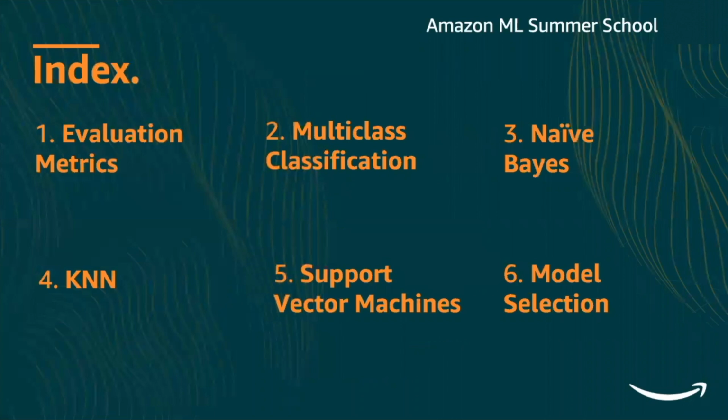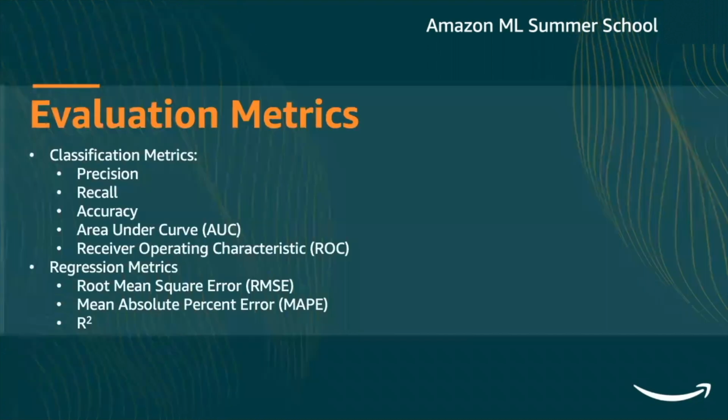The order of the presentation will be as follows. We'll discuss some of the evaluation metrics which are typically used for classification and regression tasks. We'll talk about how multi-class classification is performed. We'll talk about some of the classifiers which are typically used, such as naive Bayes classifier, k-nearest neighbor classifier, support vector machine classifier. And then we'll finally talk about how do you perform model selection.